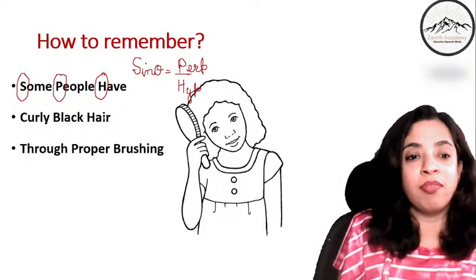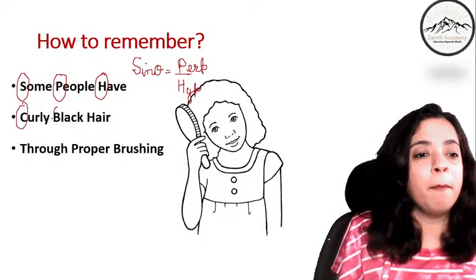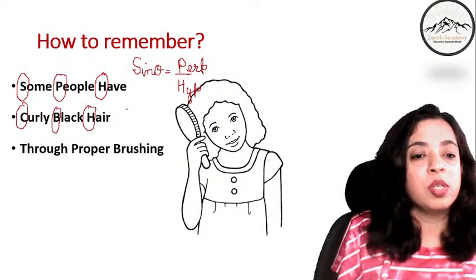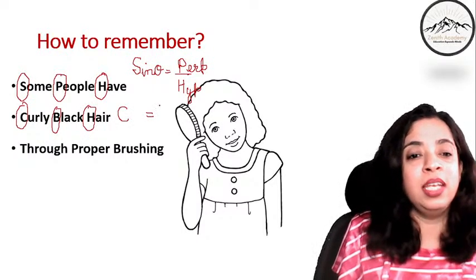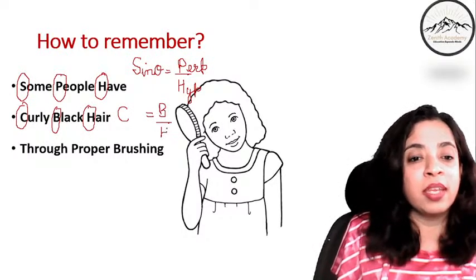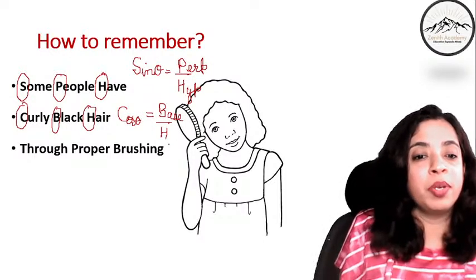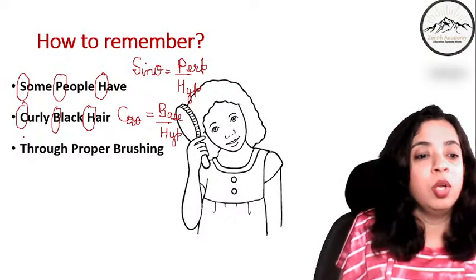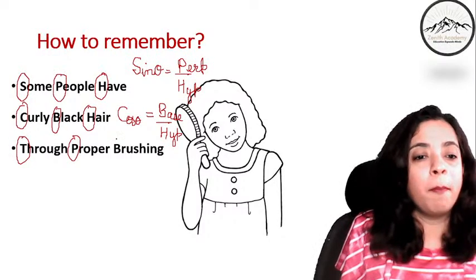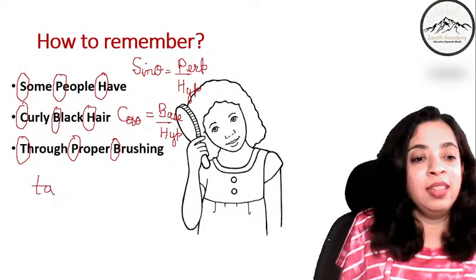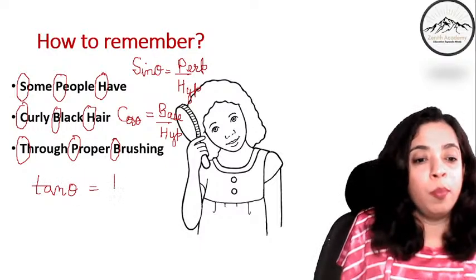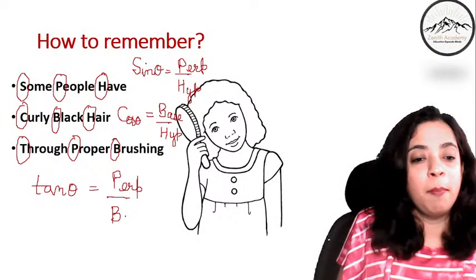Some people have. Now, curly black hair. So when you write C here, curly, you will write black and hair here. So cos theta is base by hypotenuse. Getting it? Through proper brushing. So tan theta is equal to through proper brushing, means perpendicular by base.